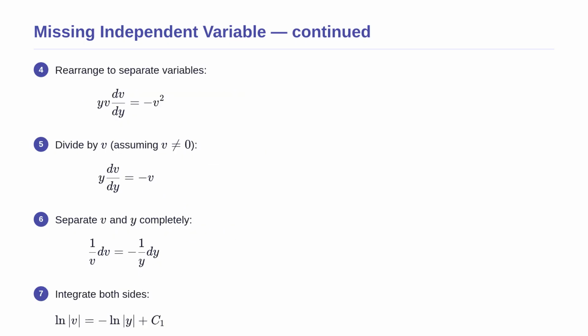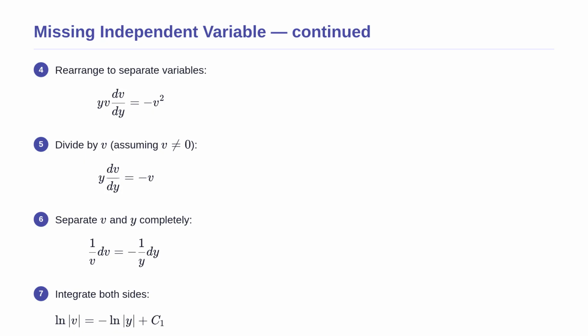Continuing with our solution, our next objective is to solve this new first-order equation by separating the variables y and v. We start by subtracting v squared from both sides. To simplify further, we divide both sides by the variable v, assuming v is not 0. This reduces the power of v on the right side, making the equation much cleaner. We then divide by y and multiply by the differential dy to achieve complete separation. Now everything related to v is on the left and everything related to y is on the right.